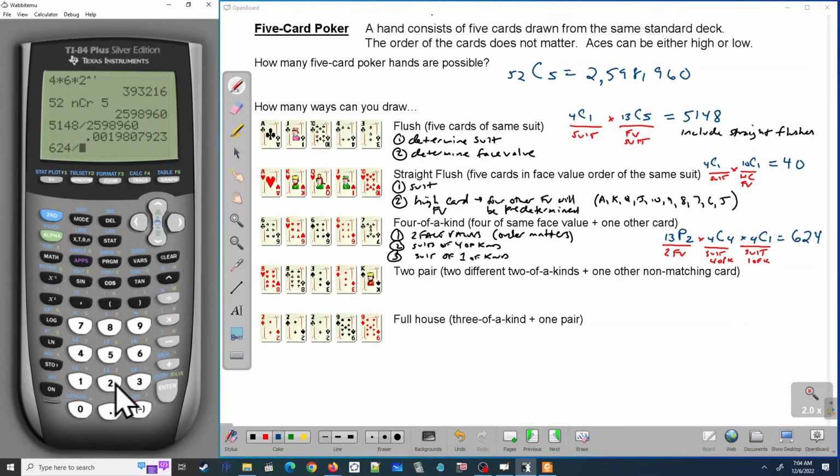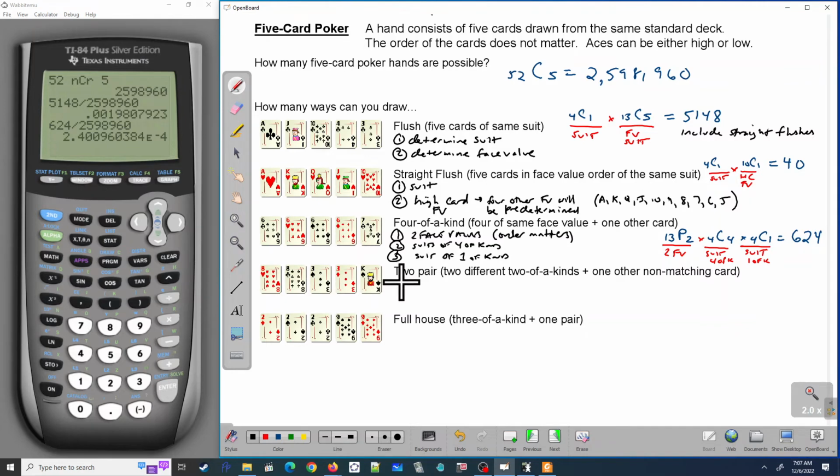624 divided by 2,598,960 now puts us in a number that is 0.00024, 0.02%.